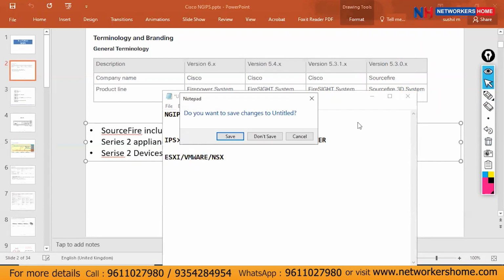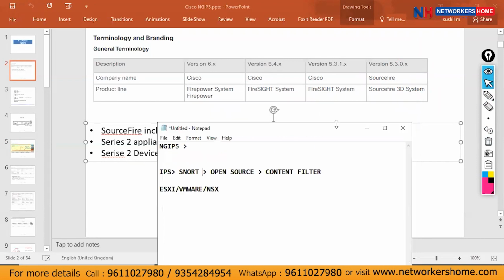Now they started calling this product, which was acquired by Sourcefire, a new type of device by integrating the Snort engine. They called it the Sourcefire 3D System. Now at this time, who was the company? You can see the company was Sourcefire, and the version was 5.3.0. So company Sourcefire, product Sourcefire 3D System with 5.3.0. This was the earlier terminology given.